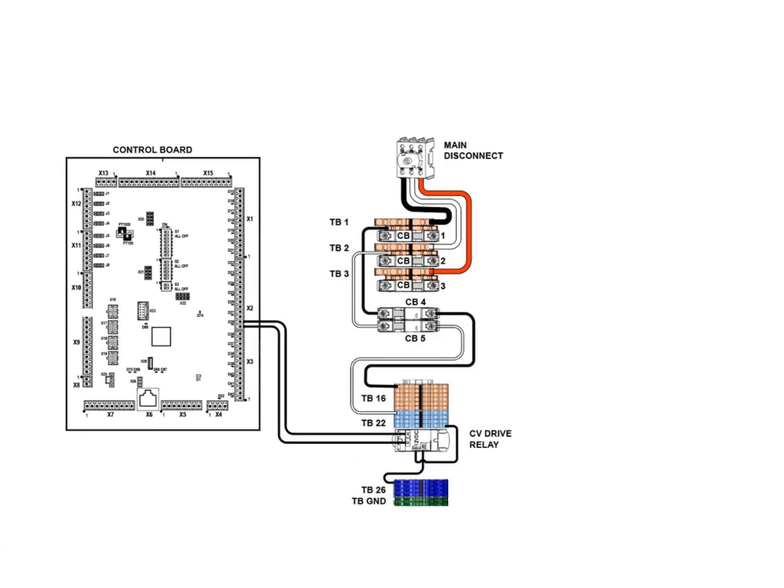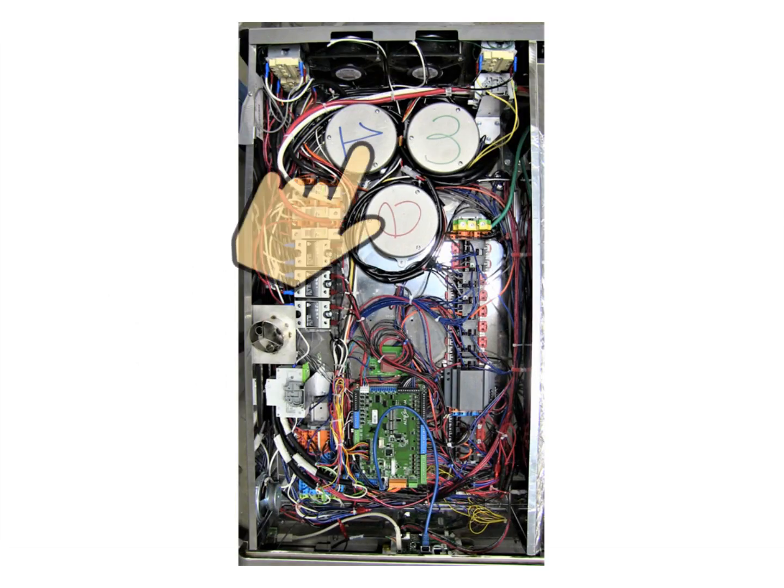Mounted forward of TB26 is a green ground terminal block, TBGND. Moving to the right side of the electrical chassis are the variable frequency drives, or VFDs. The VFDs are numbered at the factory to correspond to the chamber that they are associated with.